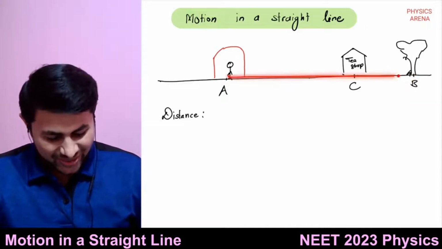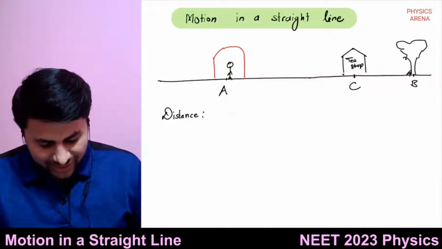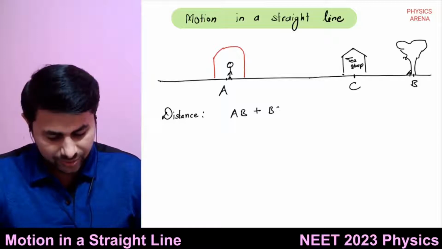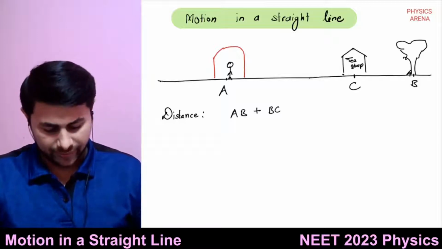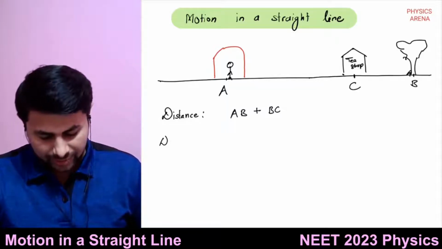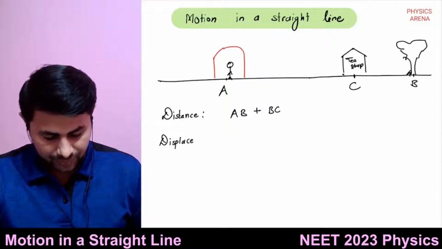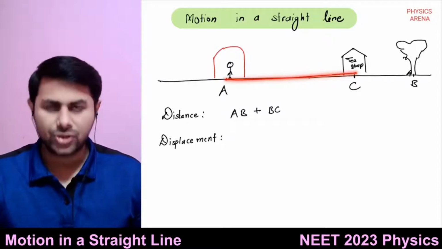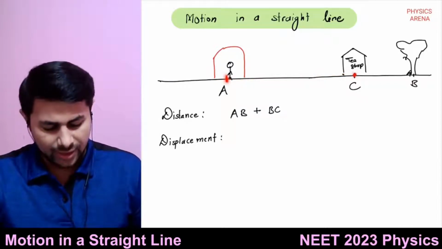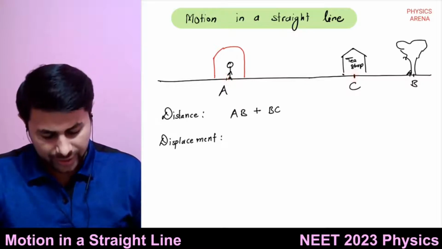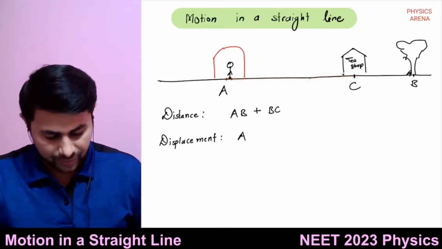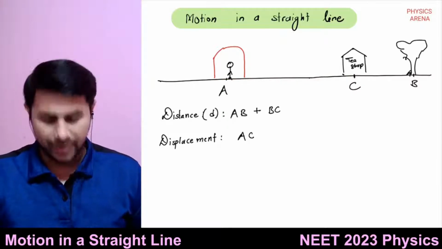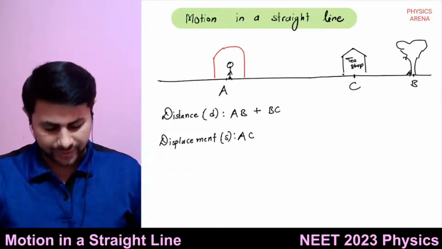So what is the distance covered? It is the length from A to B plus from B to C. This is the distance covered. Now what is the displacement? Displacement is just the shortest distance between the start point and end point of the motion. So it is just distance AC. Let's denote the distance covered by D and the displacement by S.